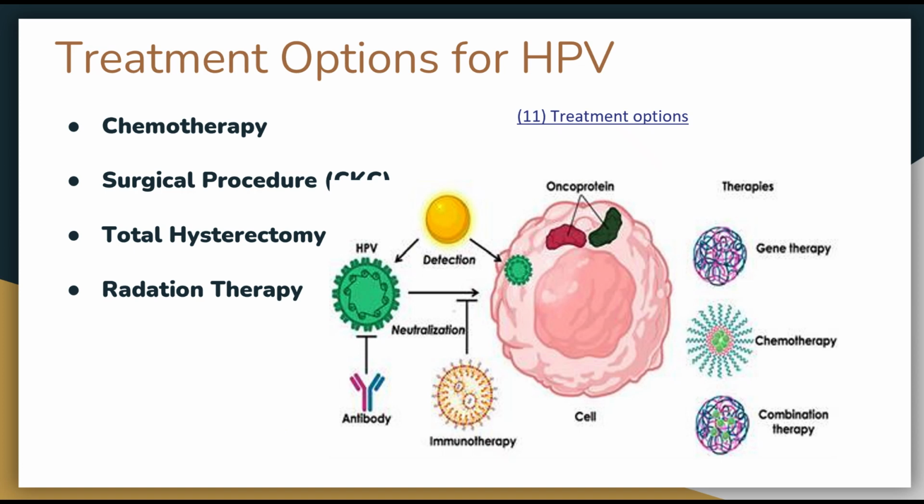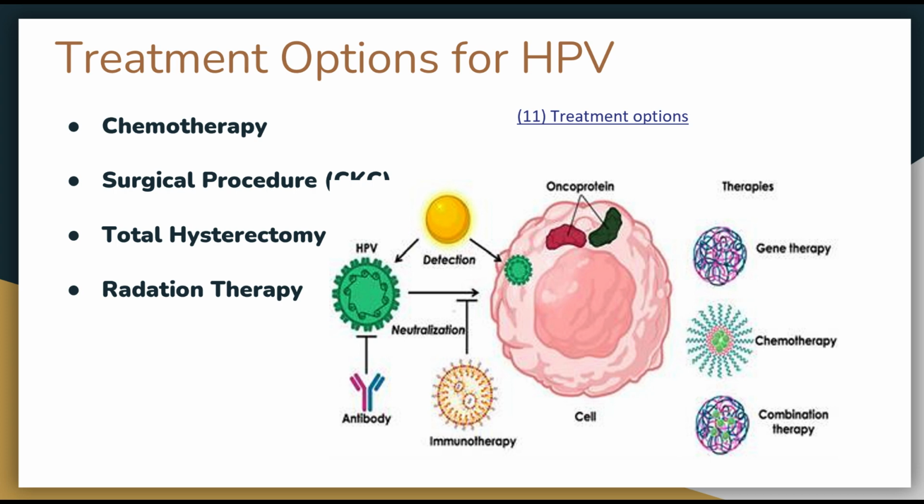Treatment options for HPV. During chemotherapy, cisplatin is the main drug used to kill the cancerous cells. There are surgical procedures such as cold knife cone, which is a surgical procedure used to treat cervical dysplasia or early cervical cancer. It involves the excision of a cone-shaped portion of the cervix to remove a cervical lesion along with the entire transformation zone.